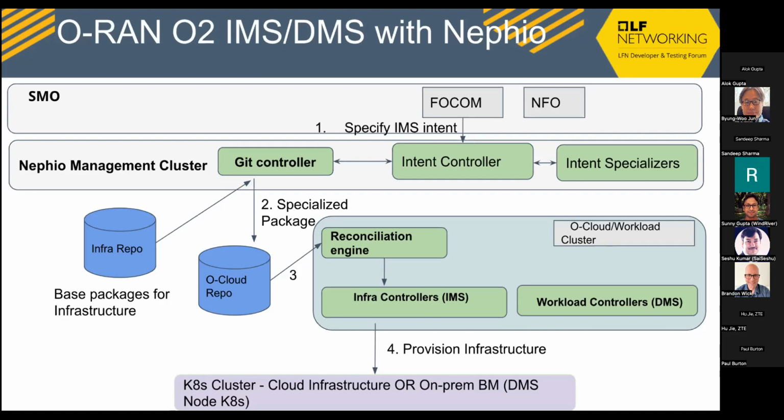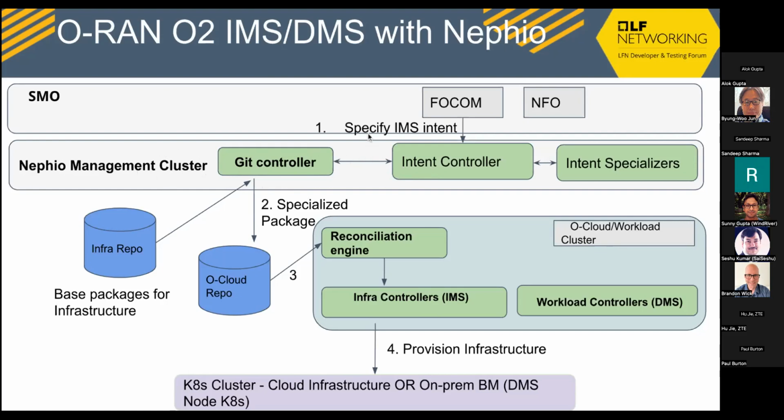Is the whole workflow engine that you are showing here, which includes Git controller, intent controller, specializers, all the repos and the reconciliation engine, running inside the OCloud cluster? Those are the components that I put in the Nephio management cluster. This is what Nephio comprises of, and I have put generic names here: Git controller, intent controller. The next slide shows what will be there in R1. So let's assume that this is already existing Nephio architecture.